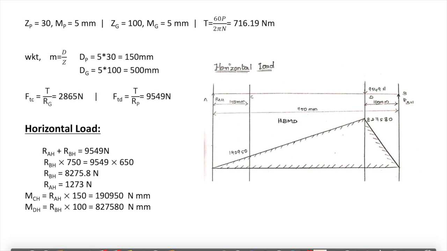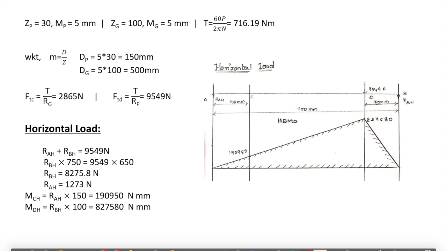Now considering one point, for example RAH, we know that RBH into the distance from point A, which is 750 mm, is equal to the force 9549 into the distance again, which is 650 mm. In this way we'll find out the RBH. H represents horizontal, RA and RB are the reactions. So in this way we'll find out the RBH and RAH, and using RBH and RAH we'll find out the moment acting horizontally on both gear and pinion. It acts on both, but the only thing is the magnitude will differ.